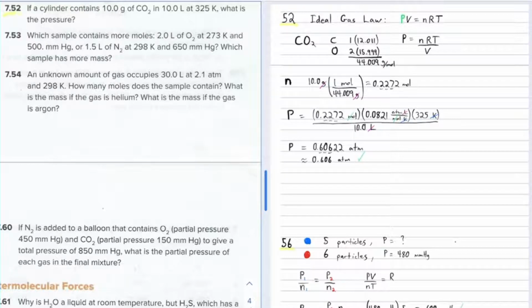Number 52. If a cylinder contains 10 grams CO2 in 10 liters at 325 Kelvin, what is the pressure? This is an ideal gas law problem. Now we're told the mass of the gas, but if we know the mass, we can always convert to moles. So if you know the mass, you really know the moles. So we know the moles, or we can figure out the moles.